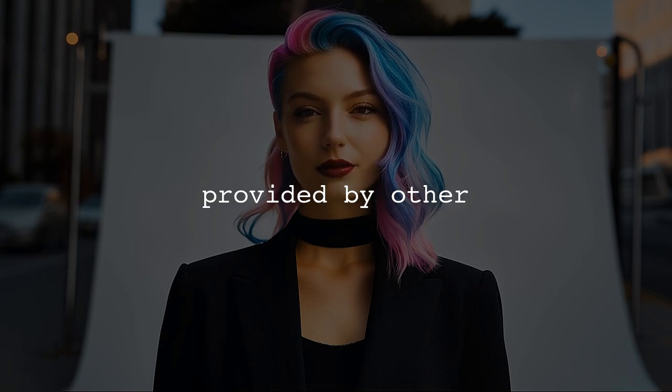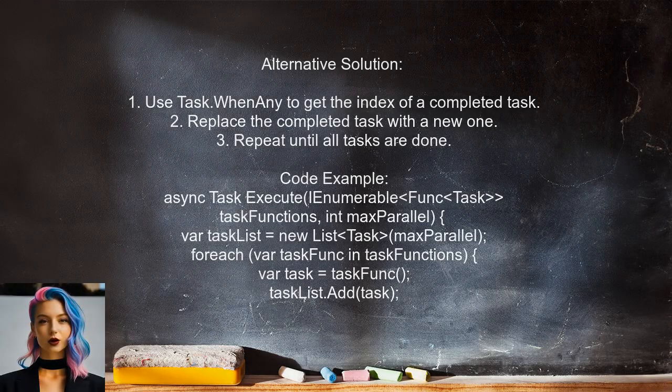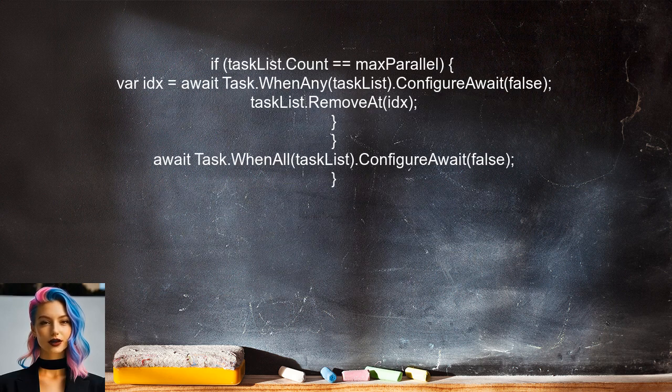Now, let's look at the answers provided by other users. This user suggests that when using Task.WaitAny, you don't need to worry about multiple tasks finishing at the same time. Instead, they recommend using Task.WhenAny, which will return the index of one completed task. You can then replace that task with a new one and call Task.WhenAny again. This process continues until all tasks are completed.